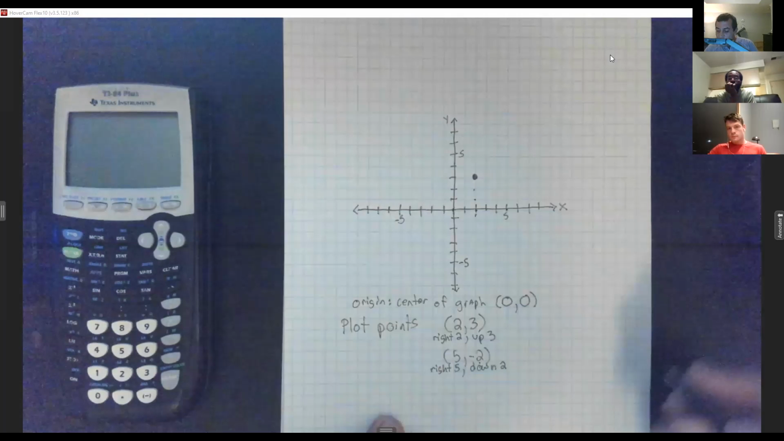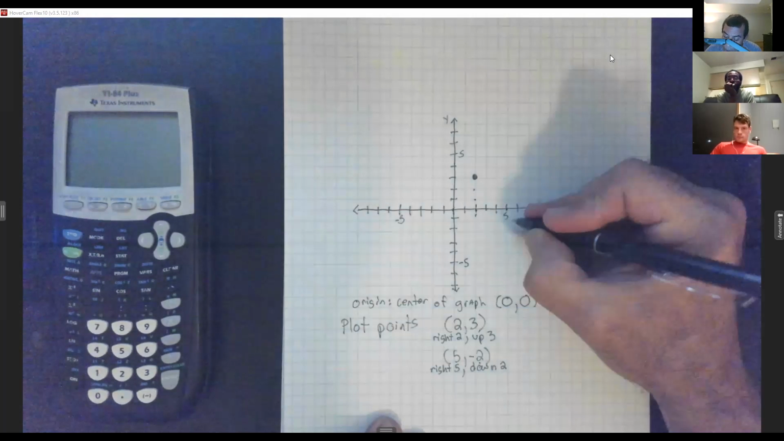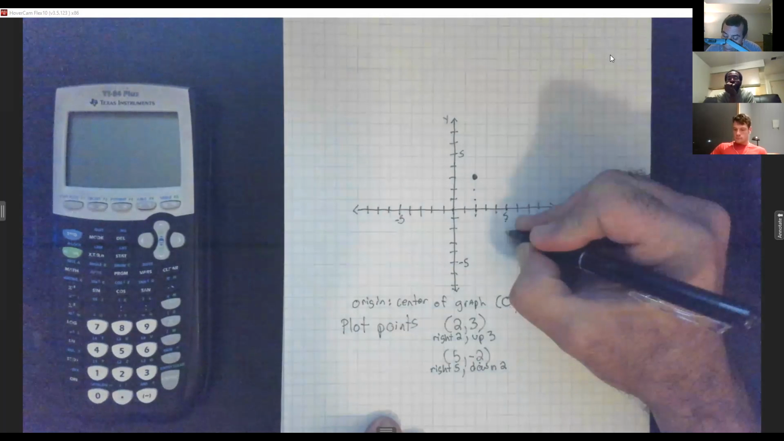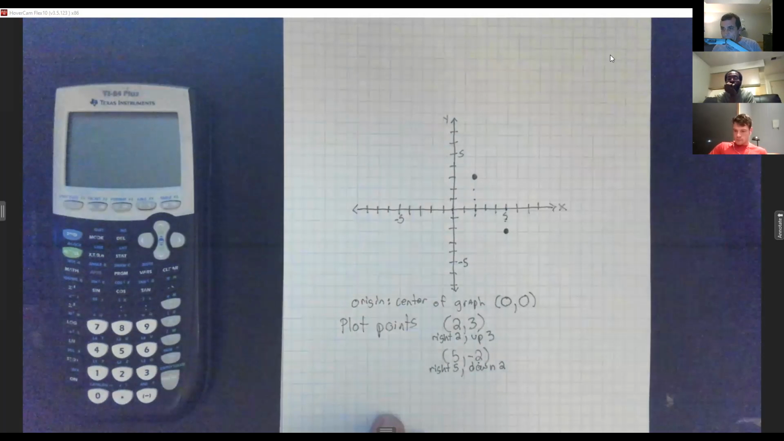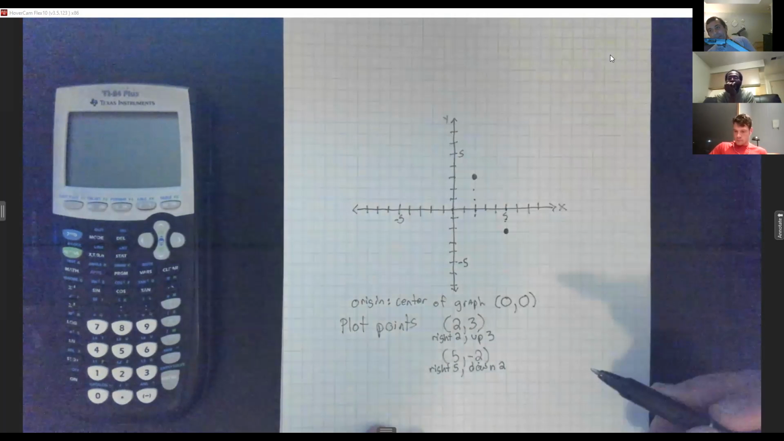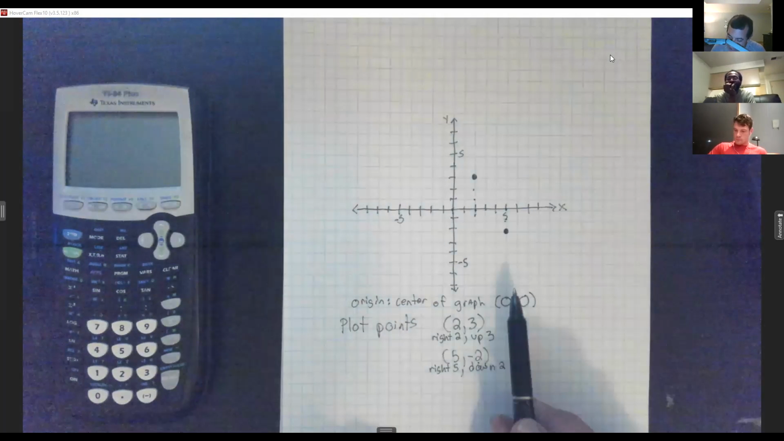So when the y value is negative, that means we're going to move down 2 units. So we're sitting over here at 5. We now move down 2 units. So there's 1, 2. And I put my point. Okay, so just bringing back memories, I hope, from somewhere in life, right? All right, so let's try this point right here.